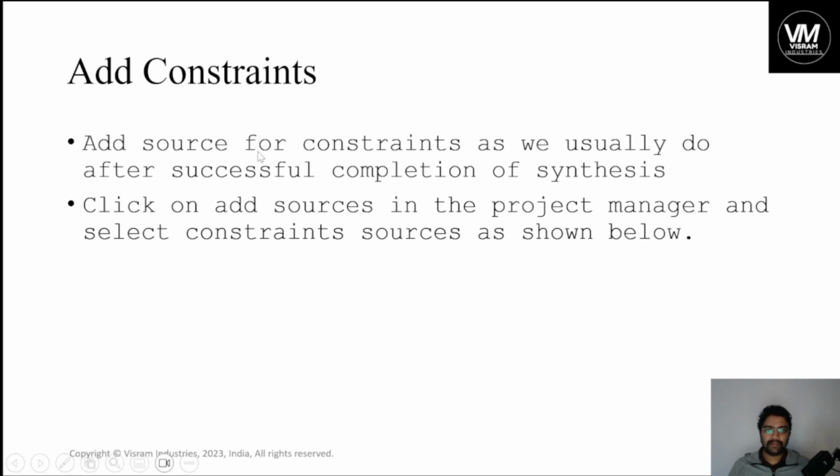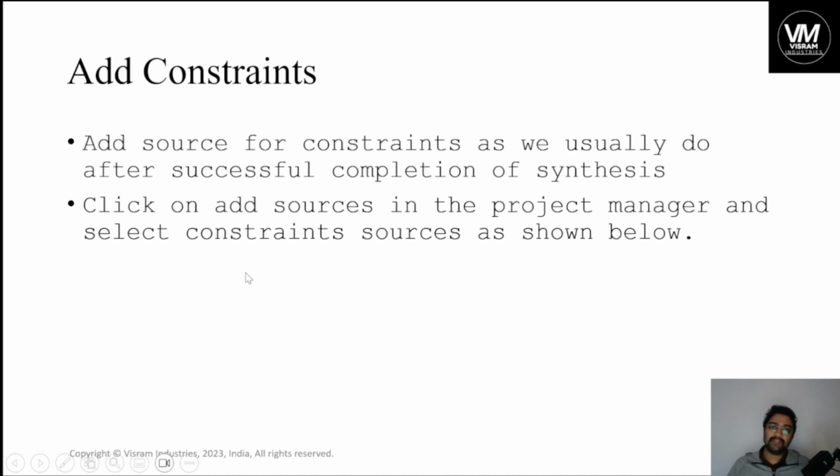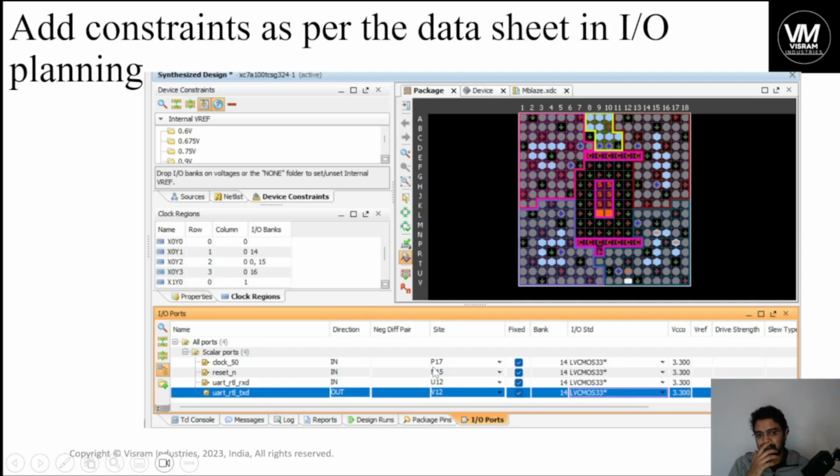So after synthesis, you need to add constraints. So add sources for constraints as we usually do after successful completion of the synthesis. Click on add sources in the project manager and select constraint sources as shown below. So this is the regular task, guys. I have written these steps to just jog your memory from the earlier sessions. Usually we click on constraints. If you right click on it and click on add sources, you can see add or create constraints. Click next, and you can see this window appearing.